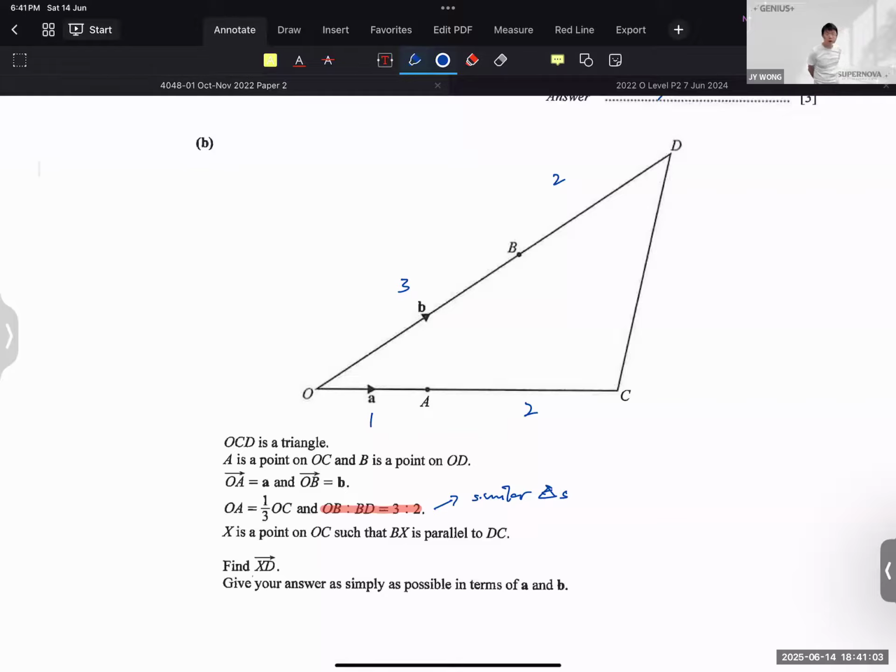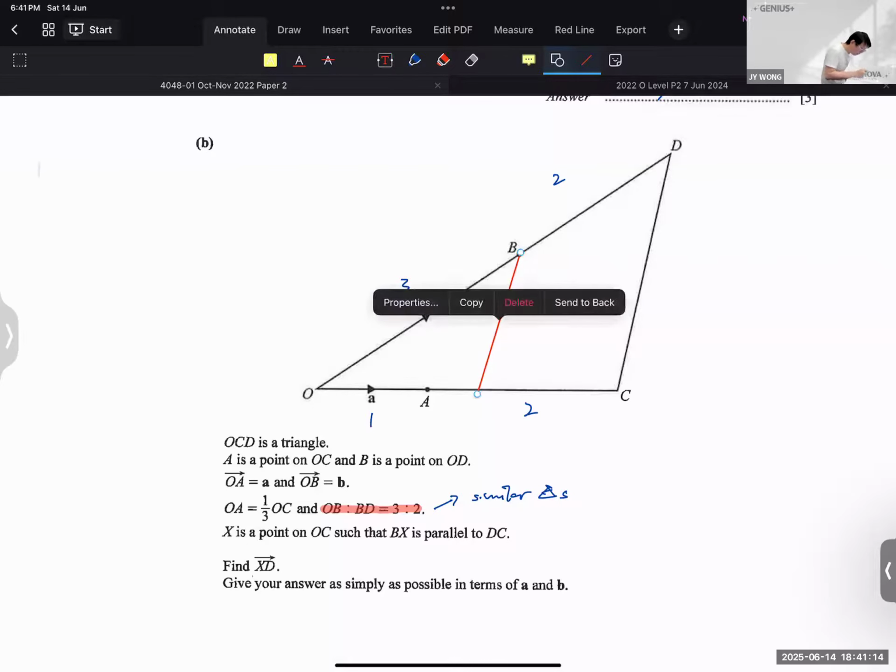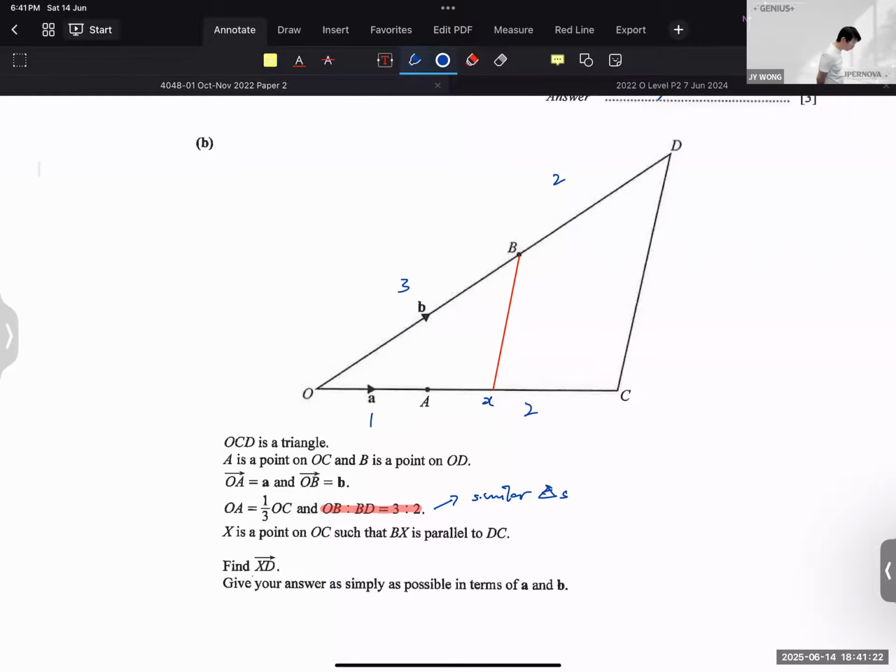X is a point on OC such that BX is parallel to DC. So X is somewhere here, right? You can just draw a point for reference, even though you won't actually know exactly where it is. But you know that BX is parallel to DC.